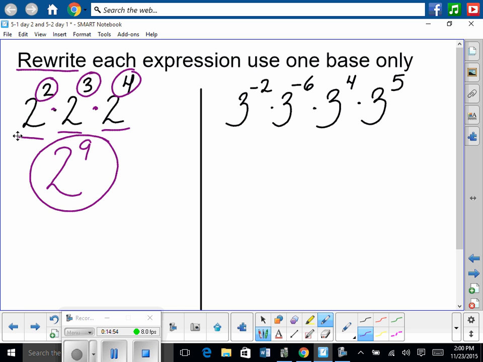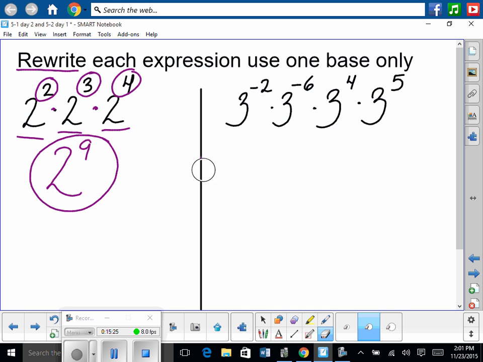Isn't this using one base only? Okay, so we're good with that. Now understand something, guys. One of the most common errors is if, let's say on a test, I said 3 to the second times 6 to the second. Are those the same base? No, so you can't just do 3 times 6 is 18 raised to the 4th. Does that make sense? You can't do it. So this is as simplified as it goes. Does that make sense, everybody? Okay, so you see the difference there.